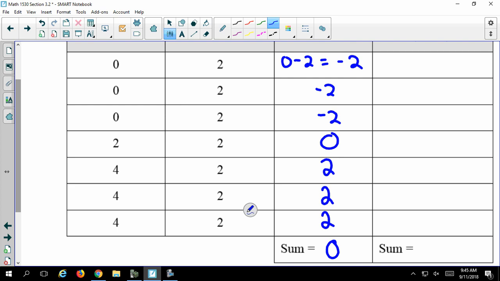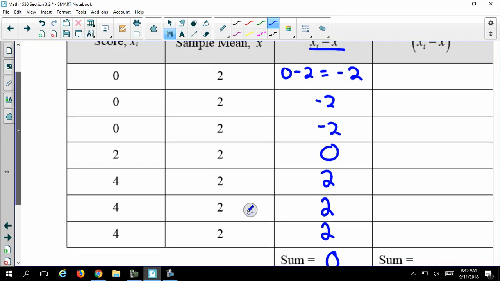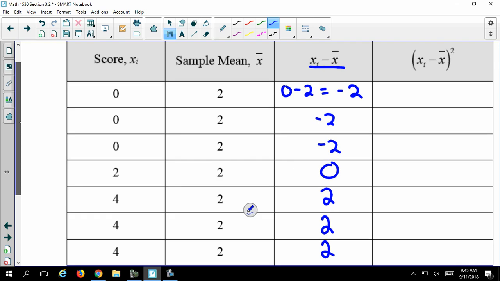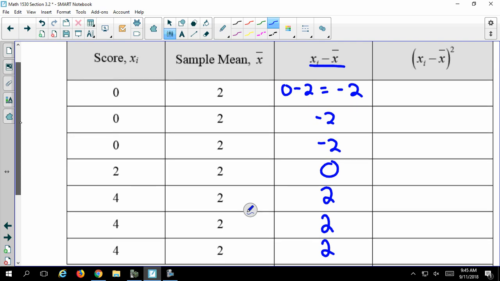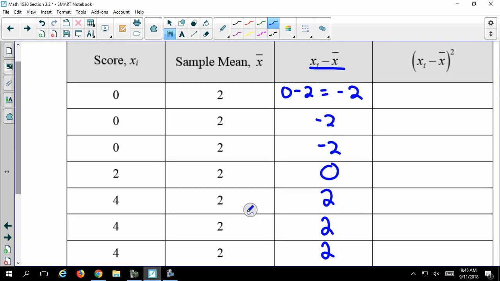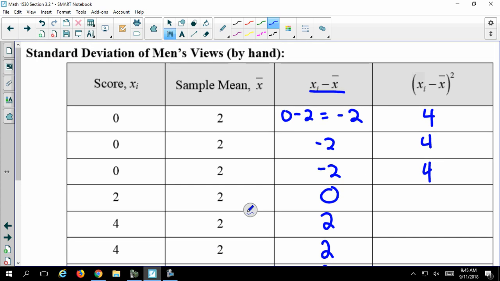So the way we're going to take care of the negative signs is to square them. We're going to square the deviations. So when you square negative 2, what do you get? Positive 4. Let's talk about that just a minute. Stop to the side here.